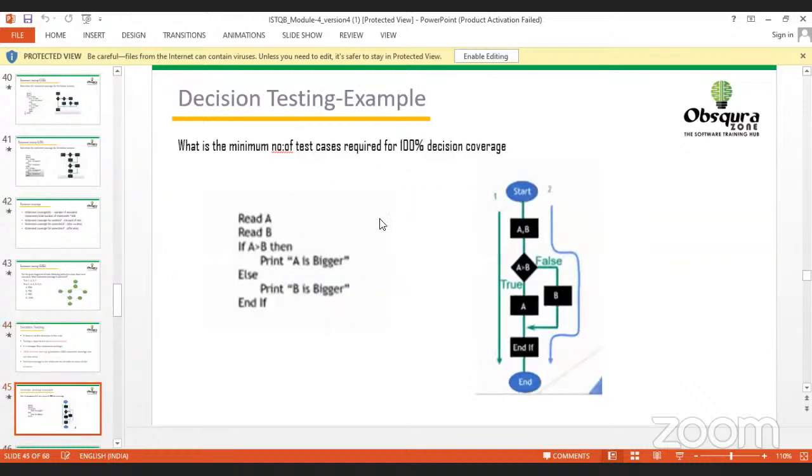So we will see here. All these green lines, the same examples that we mentioned in statement coverage, we are going to see in the decision testing examples. We will see that the paths might differ in both these cases. So what is the minimum number of test cases required for 100% decision coverage here? You have to consider the branches. So what will be the outcome?